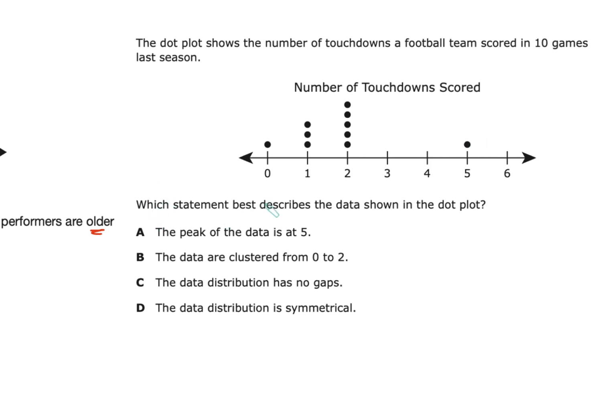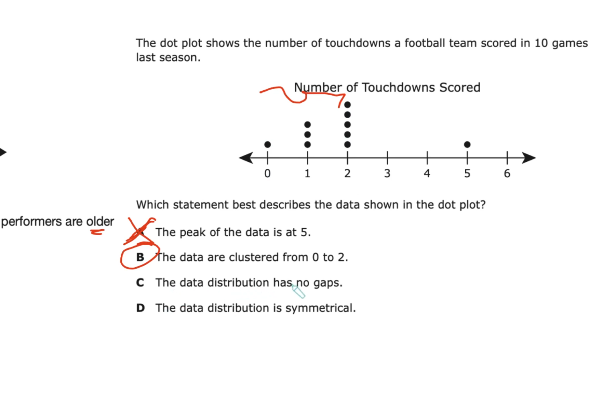So which statement best describes the data shown in the dot plot? So it says the peak of the data is at 5. No, that is not true. The peak of the data is at 2, not 5. So when they say peak, it's like where's the most of your data? The data are clustered from 0 to 2. That is true. Notice from 0 to 2 right here, all the points are clustered. So that's true. Okay, let's go on.